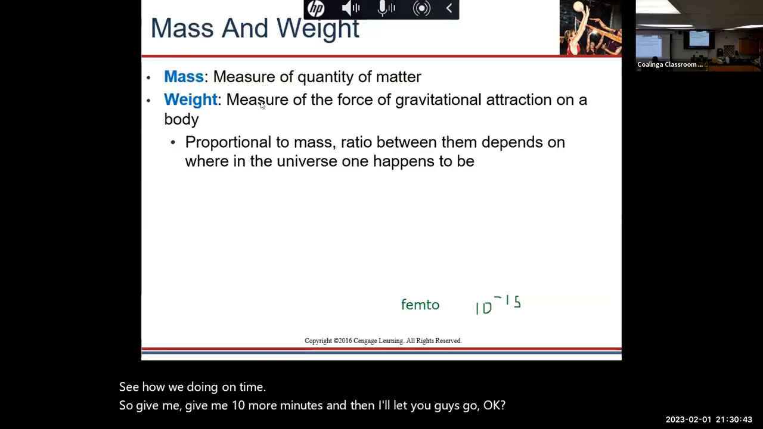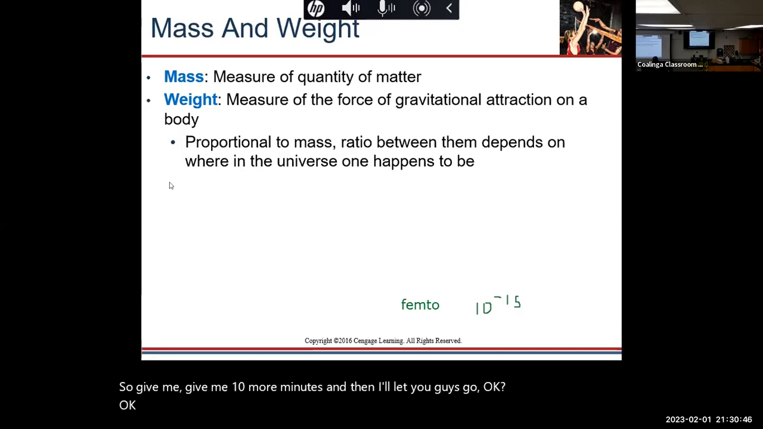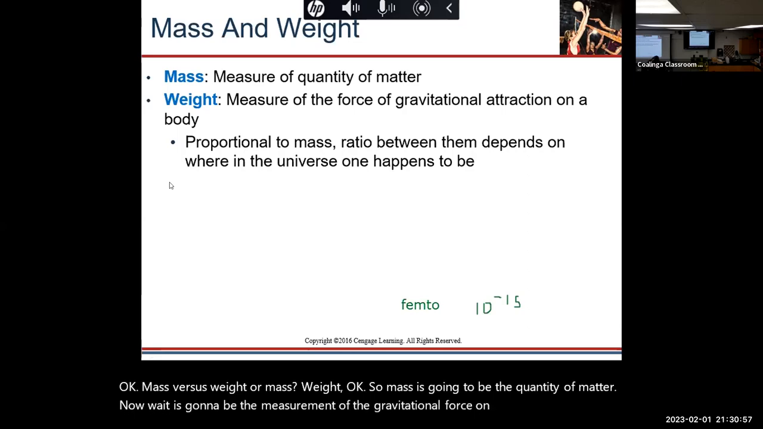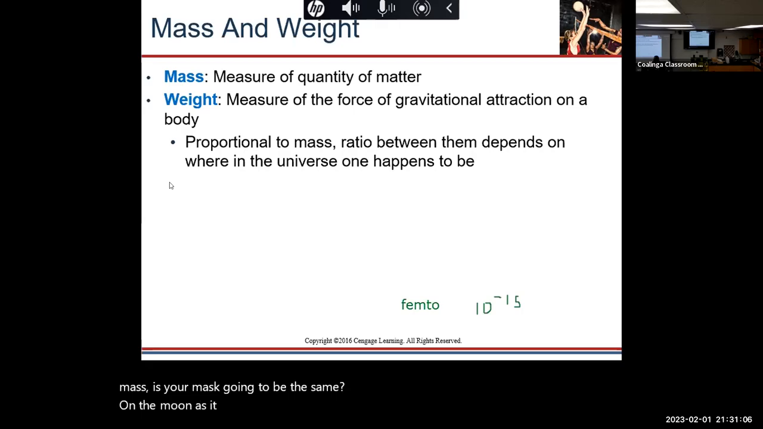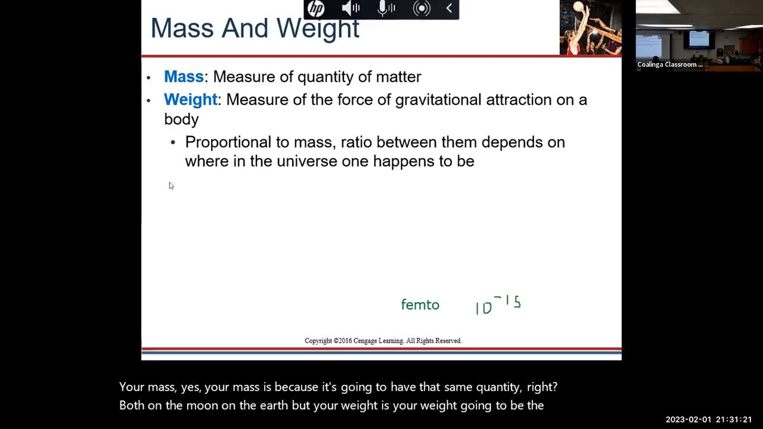Okay, mass versus weight. Okay, so mass is going to be the quantity of matter. Now weight is going to be the measurement of the gravitational force on the body. So if I ask you, is your mass going to be the same on the moon as it is on the Earth? Yes, your mass is, because it's going to have that same quantity, right? Both on the moon and the Earth. But your weight, is your weight going to be the same? No. Okay? Because it's dependent on the gravitational force.